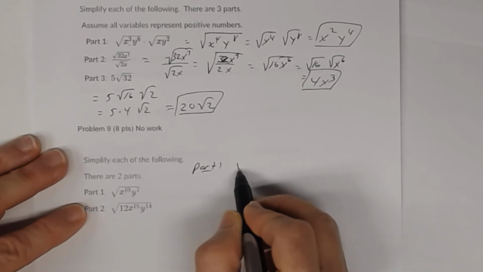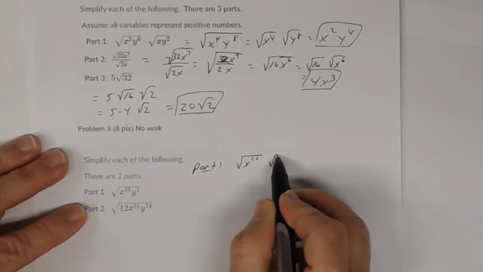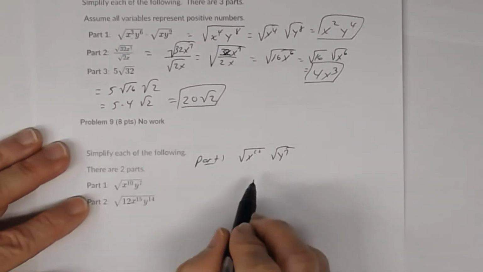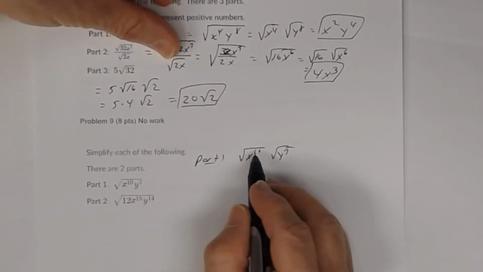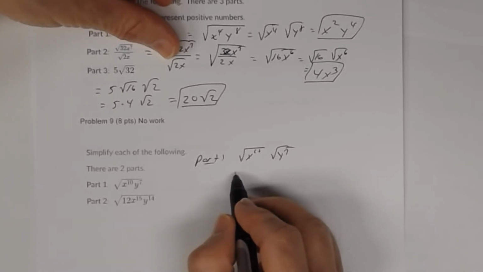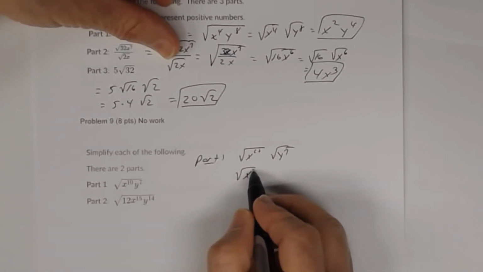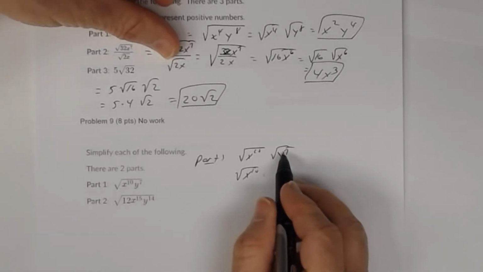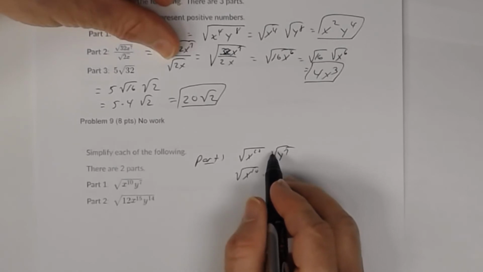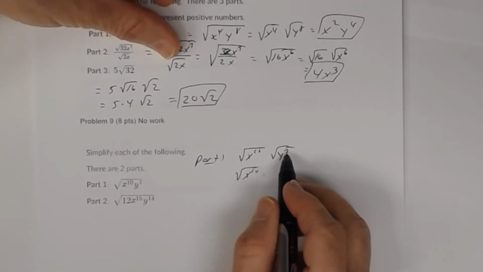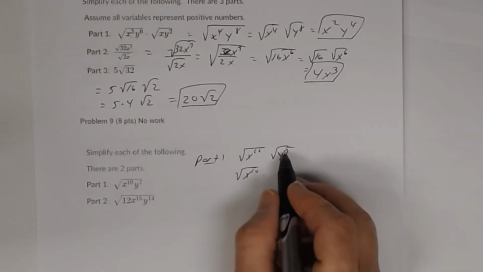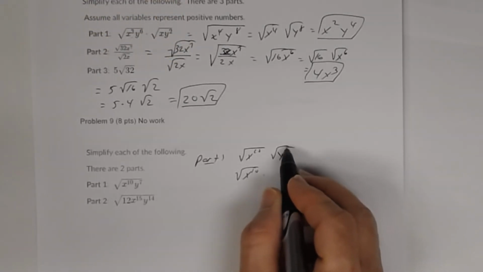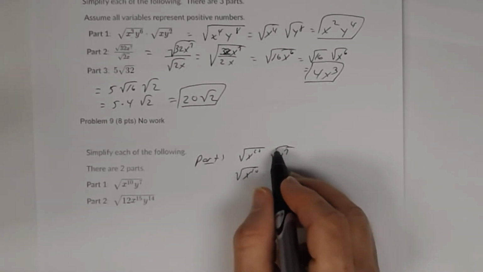In part 1, I have the square root of x to the 10th times the square root of y to the 7th. This one's easy because 10 is divisible by 2, so that's the easy kind here. So I'm just going to leave it as the square root of x to the 10th for right now. Now, I can simplify the square root of y to the 7th because the exponent is greater than or equal to the index 2. But 7 is not divisible by 2, so you want to think about how you're going to rewrite this. What's the largest whole number less than 7 that's divisible by 2? That will be 6.